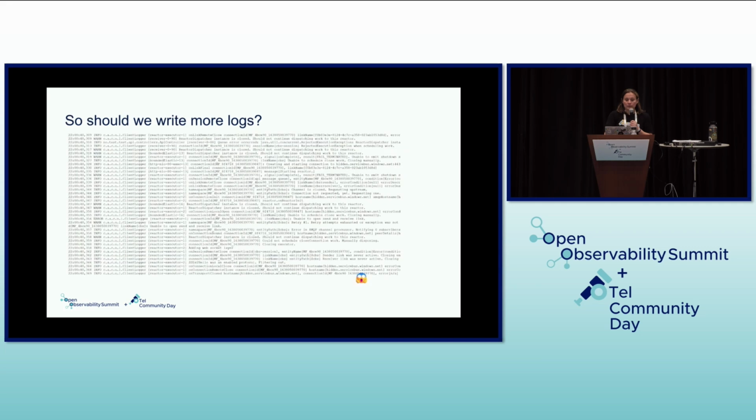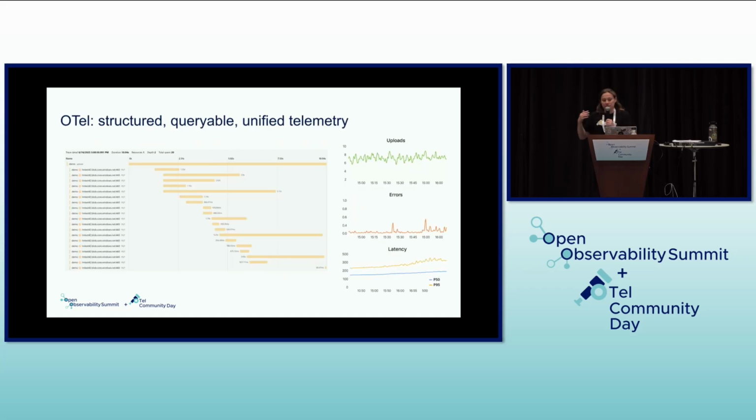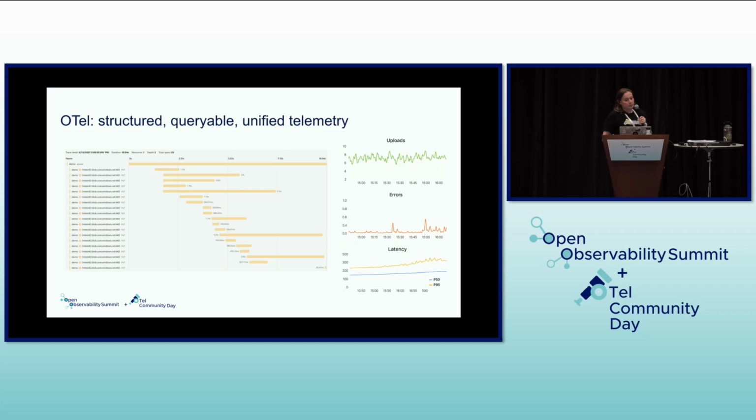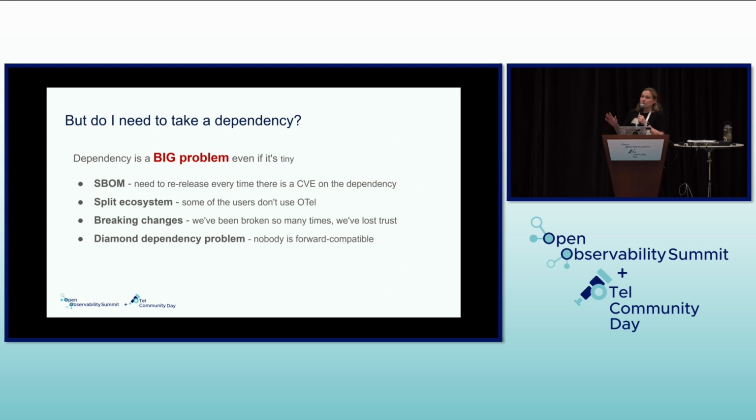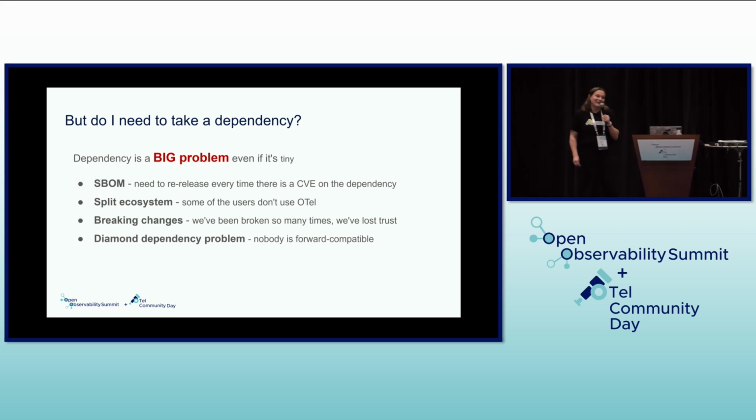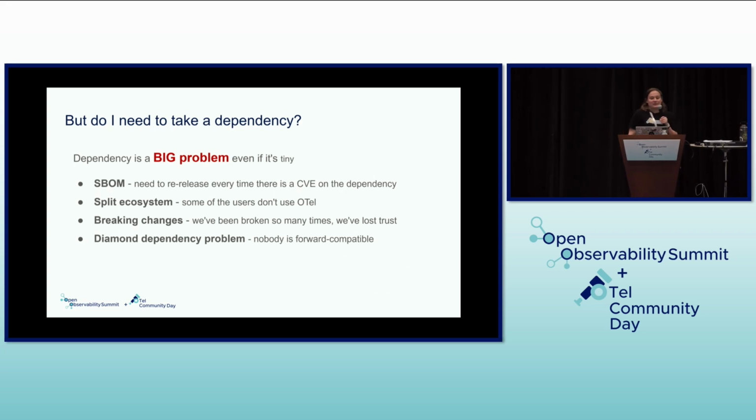Okay. So should we do more of the logging stuff? Can you read it? Neither can I. So we prefer OTel, we prefer structured, queryable, unified telemetry. We want to have logs, we want to have metrics, and report them in a unified manner. But in order to do this, we need to actually depend on OpenTelemetry. And if you're a library developer, when you hear a dependency, no, just no. Straight ahead.